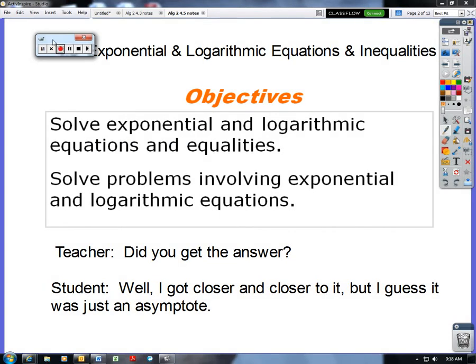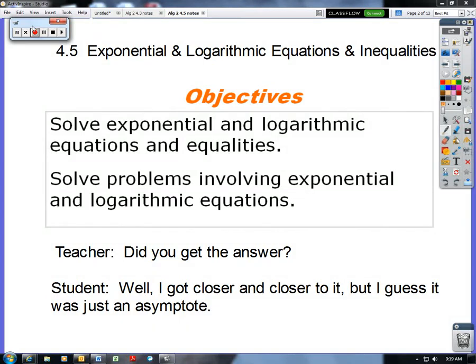This is Algebra 2, Lesson 4.5 on exponential and logarithmic equations and inequalities. We will be using the log properties that we learned in the previous section in order to undo and thus solve these equations and inequalities.